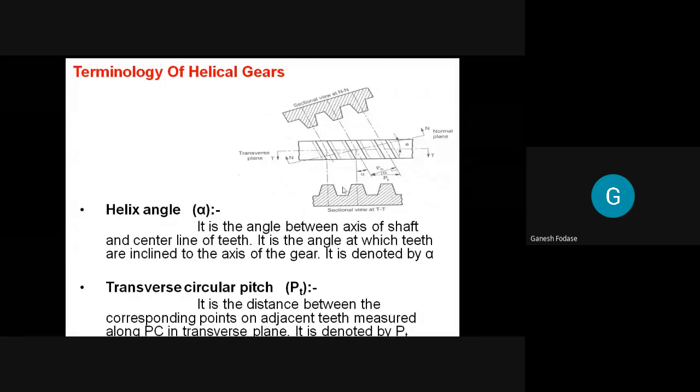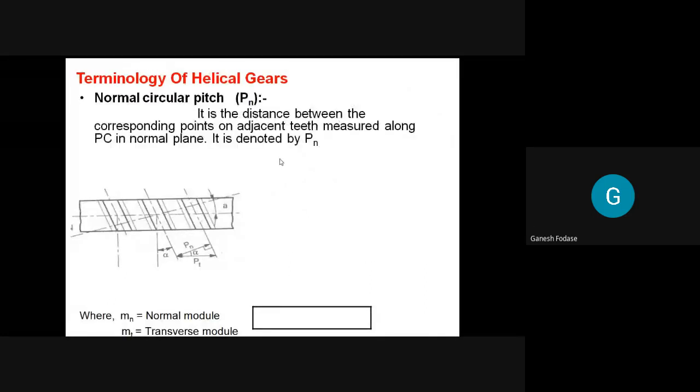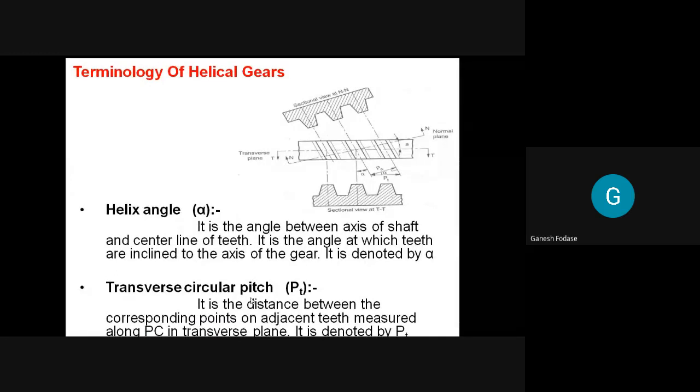Then we have to define pitch. As there are a transverse plane and a normal plane, we have to define pitch in two ways, that is transverse circular pitch and normal circular pitch. As we know, the definition of pitch or circular pitch is the same. It is known to you that the definition of circular pitch is nothing but the distance between corresponding points on adjacent teeth.